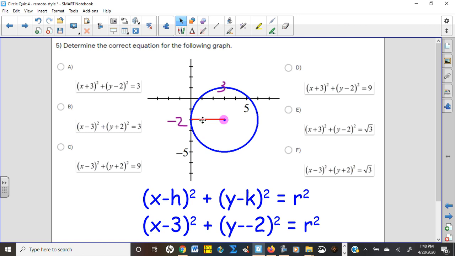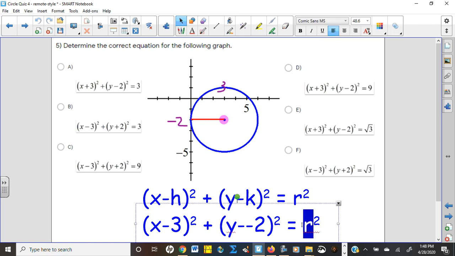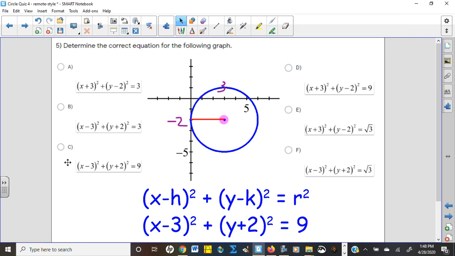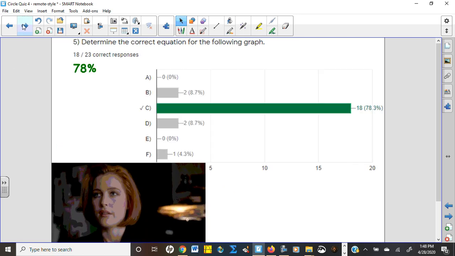This distance is the easiest way to count. I mean, you could go up, but going from 3 to 0 is easier than going from -2 to 1. So either way, it's going to be 3, right? So now we just need to clean this up. When we subtract the negative, it's addition, and 3 squared is 9. And this would be C, it looks like.